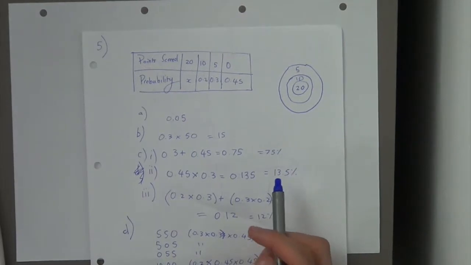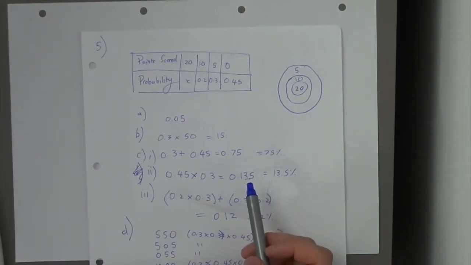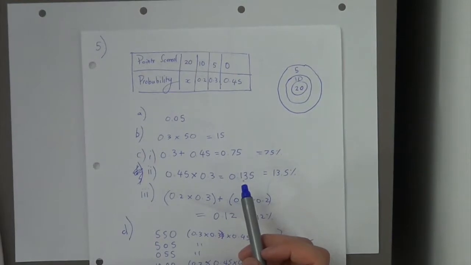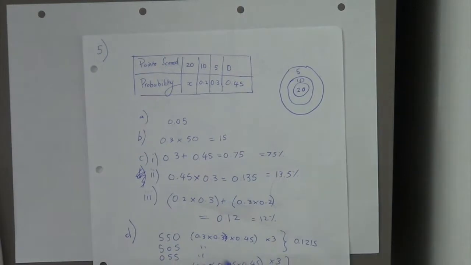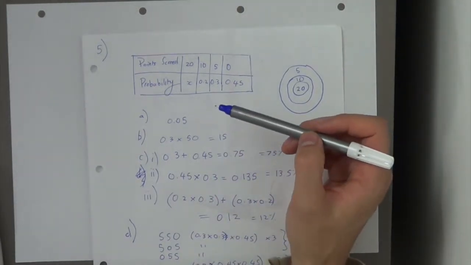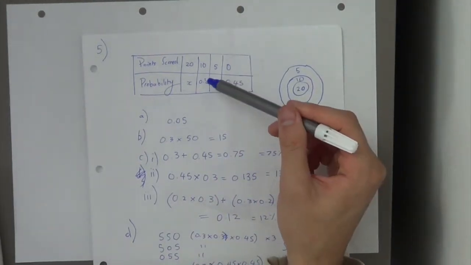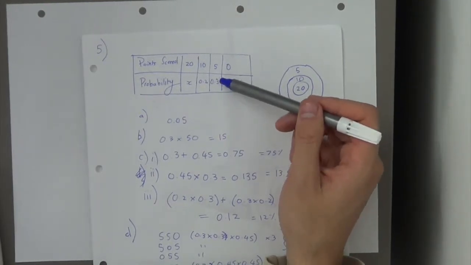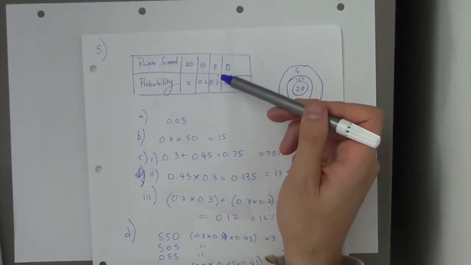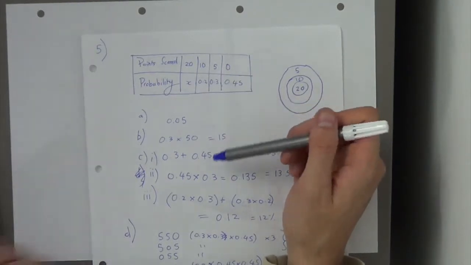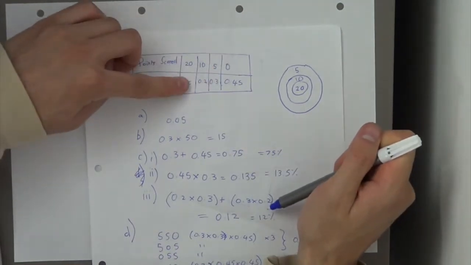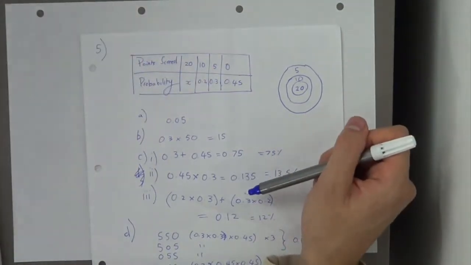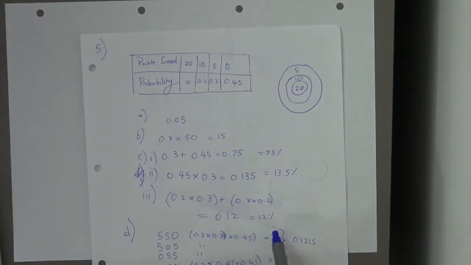Right. Next question. Find the probability that she scores a total of 15 points with her throws. Okay? So how do we get 15 points? Well, 10 plus 5 or 5 plus 10. There's the only two possibilities. So what have I done here? I did 0.2 times 0.3 plus 0.3 times 0.2. Okay, so those are the two possibilities, which gives me 0.12 or 12%. Okay, so that's how you do that question.